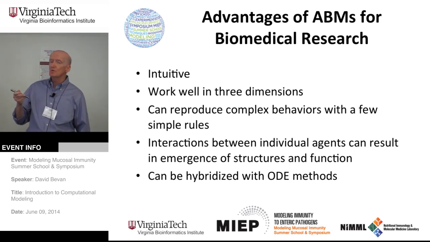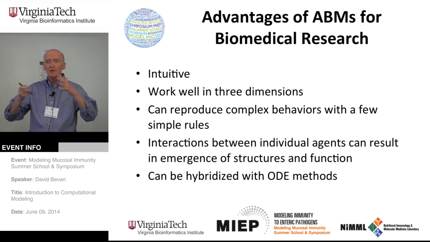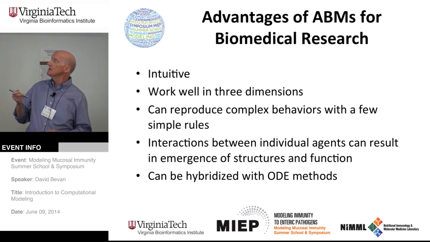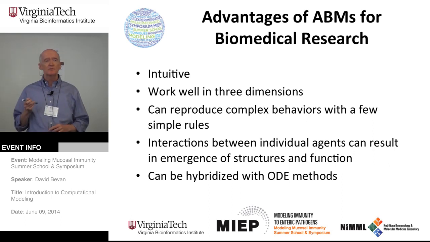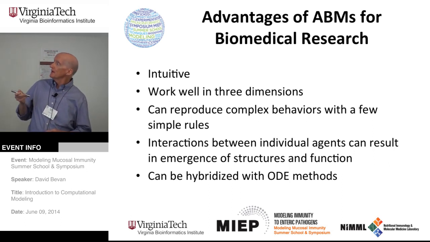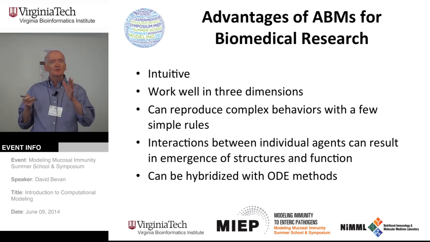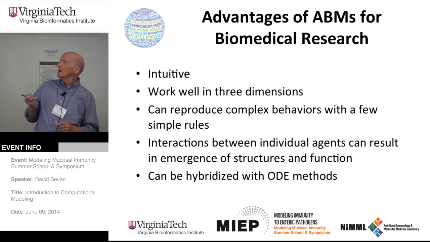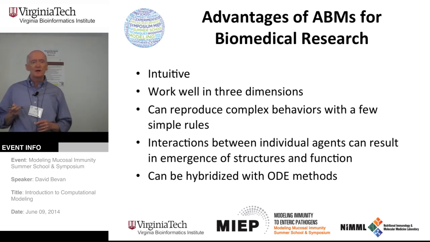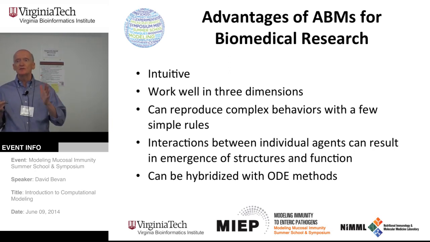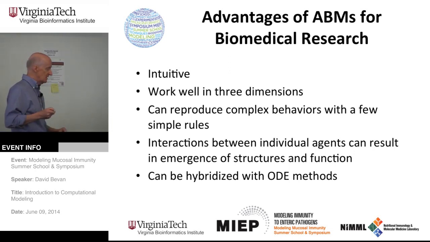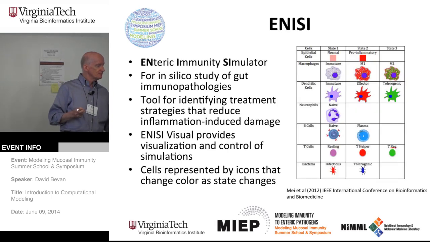So these can be relatively intuitive. If you think about your system, these are the cells we're part of, for example. Think of those as agents that can work well in three dimensions. You can reproduce relatively complex behavior with a few rules. And you can get, and this again is this emergence, these interactions. You can learn from this maybe emergence in structure and function. And as mentioned, you can hybridize these in some cases with other methods, and you'll see some examples of that over the course of the week.